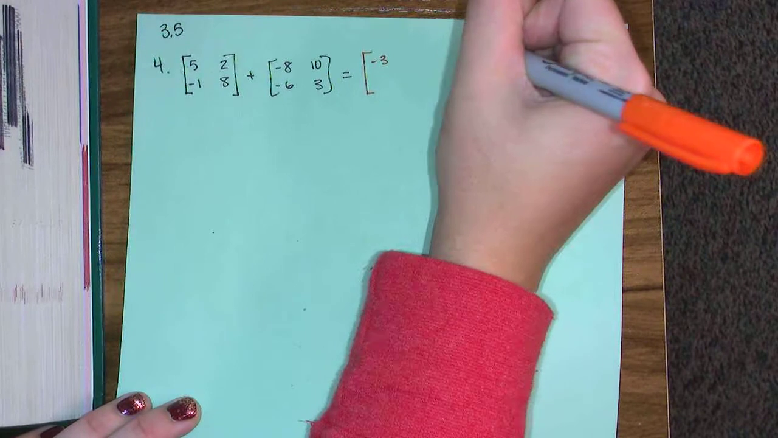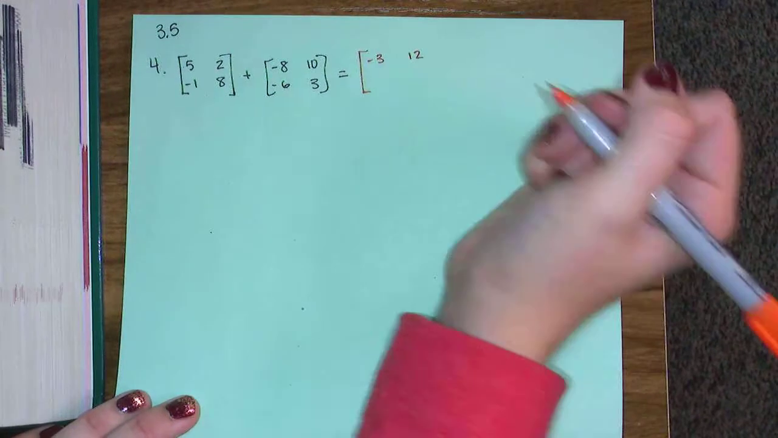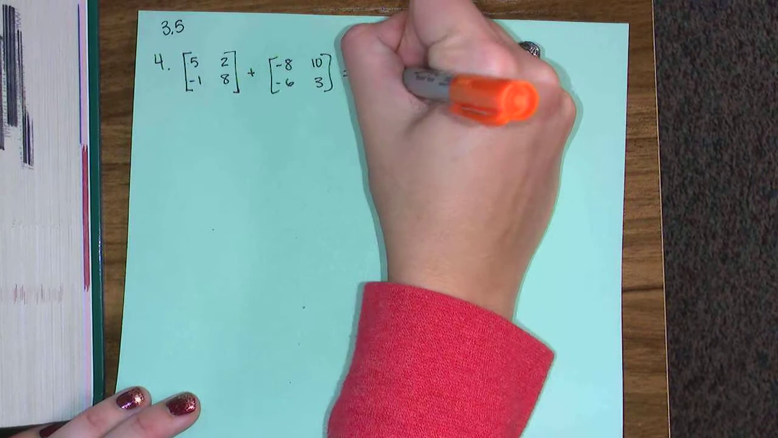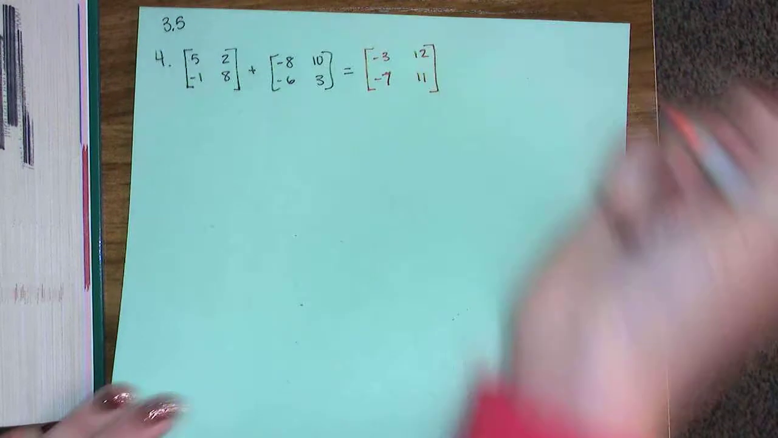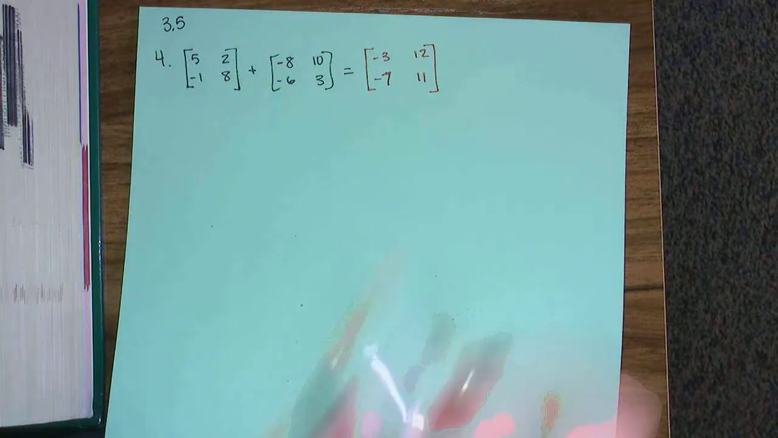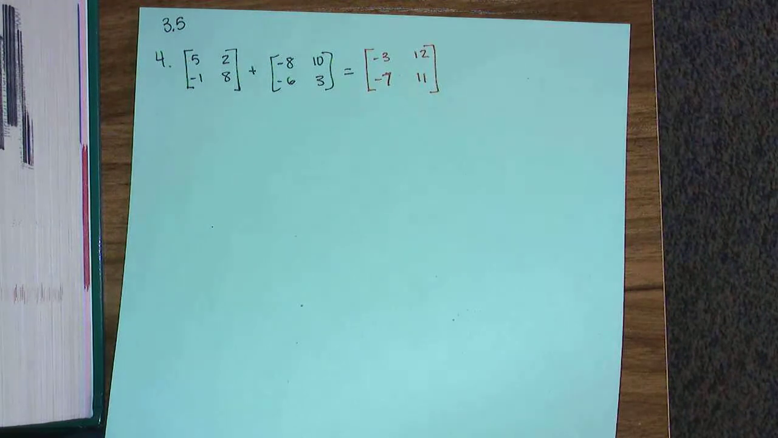So what goes in my upper left corner? -3, 12, -7, and 11. And it's got to be in its little matrix box. So make sure you do that.